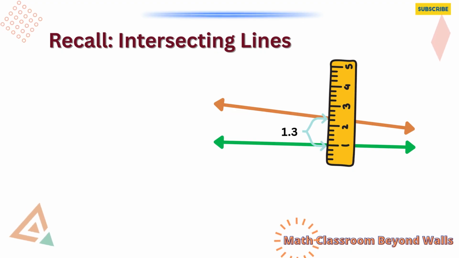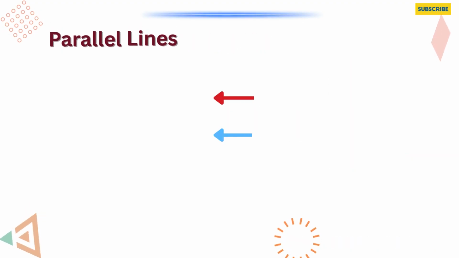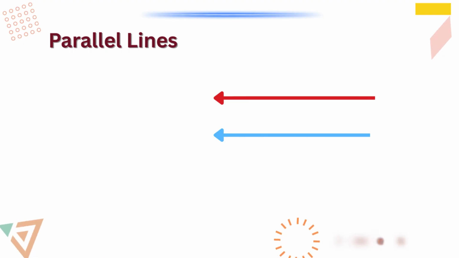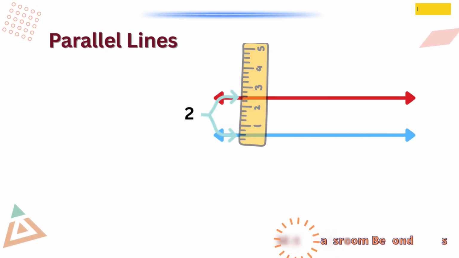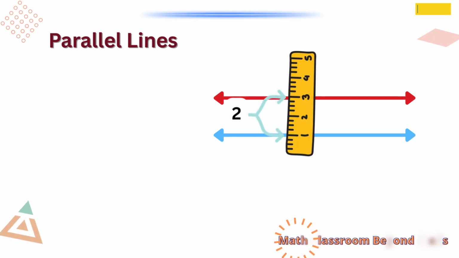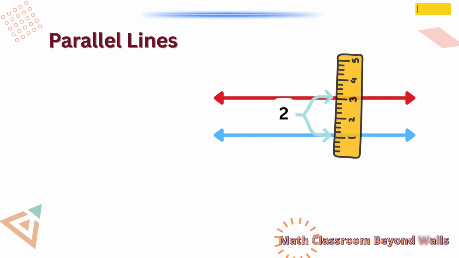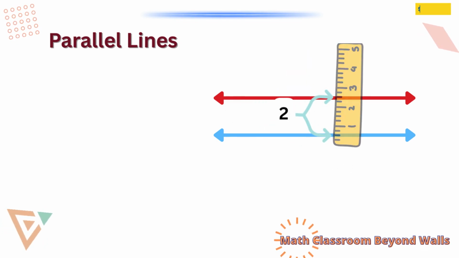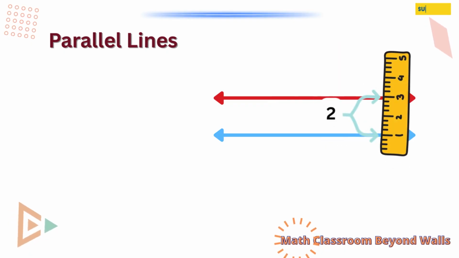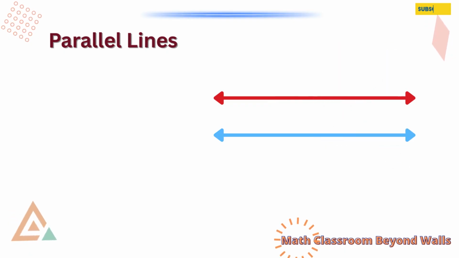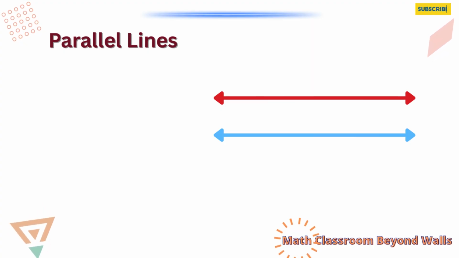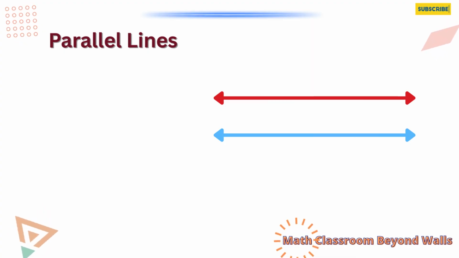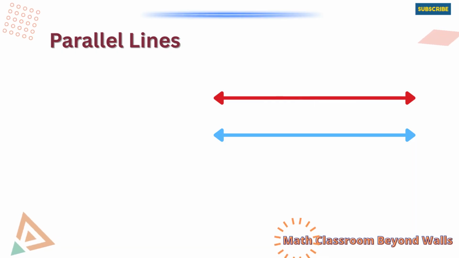Now, let us look at these two lines. Let us check the distance between the lines. What did you observe? The distance between the two lines is not changing. It is constant. Will these lines intersect? The lines will never intersect, for the distance between them is not changing. As we said, it is constant. We call these lines parallel lines.